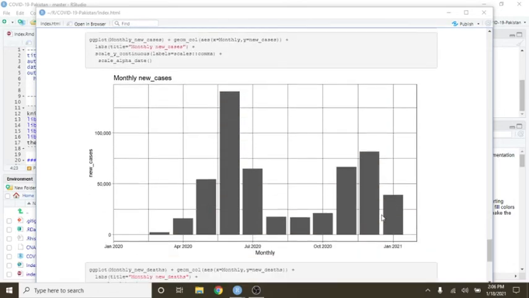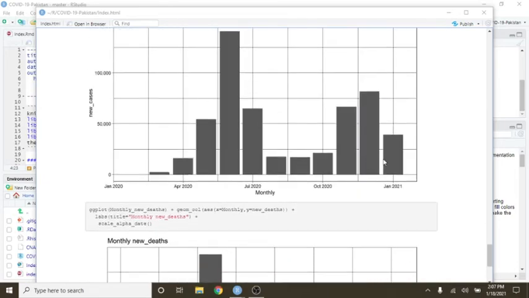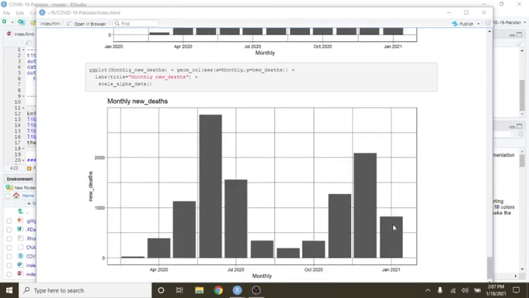So what this means is you're doing really good as far as deaths, okay? You're holding the deaths down, which is very important. January deaths, December deaths, or cases. I'm sorry, January cases. January deaths, December deaths, okay?